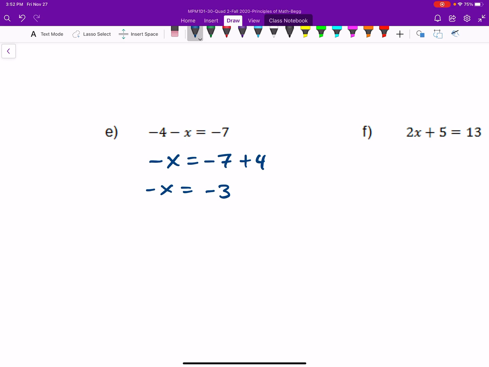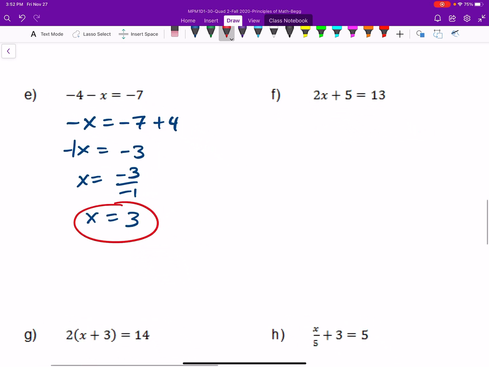And I can think of this negative x as if it were a negative 1x. That might be the easiest way to do it. So if it's negative 1 times x, then I could divide each side by negative 1. And the two negatives cancel out, and x has to equal positive 3. Plug that back into the original equation, and you end up with negative 4 minus 3, which combines to give negative 7.